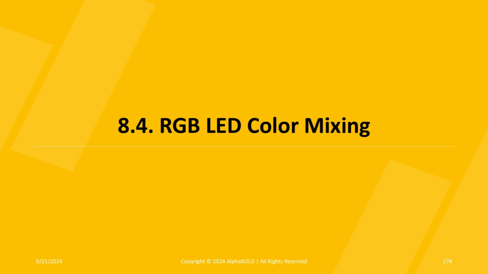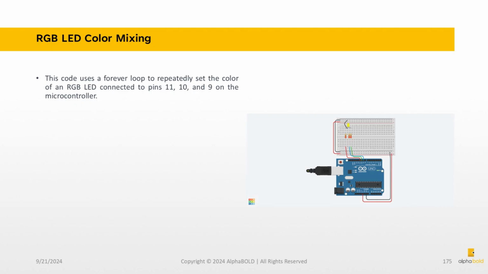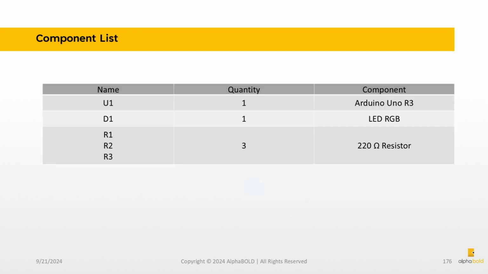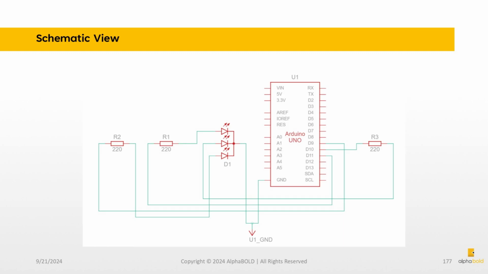RGB LED Color Mixing. This code uses a forever loop to repeatedly set the color of an RGB LED connected to pins 11, 10, and 9 on the microcontroller. This circuit requires one Arduino Uno, 1 RGB LED, and 3 220 ohm resistors. You can view the Arduino Uno schematic here.